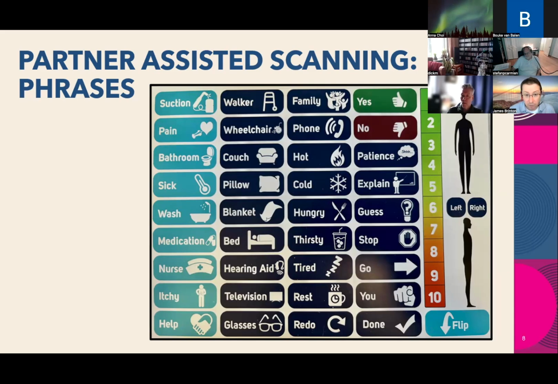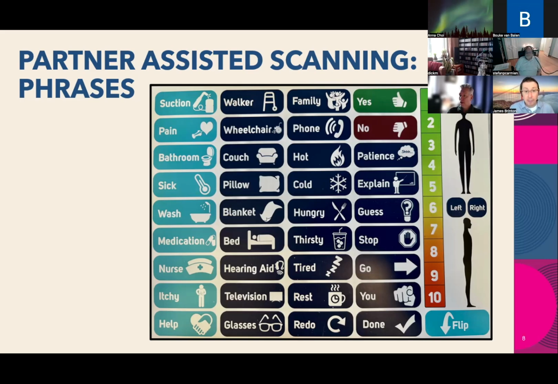How bad is your pain? Is it a 1? Is it a 2? All the way through 10, so they can communicate physical location and the degree of pain that they might be having. So again, this is partner assisted scanning.